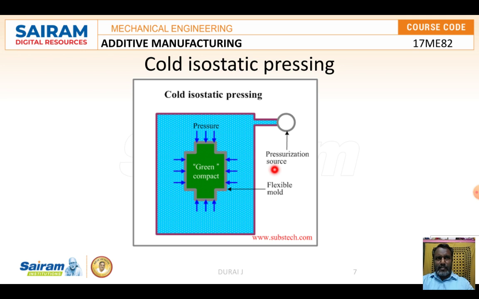The flexible envelope is usually made from natural rubber, synthetic rubber or plastics, and thin metal foils. The isostatic process is generally used to produce large powder metallurgy parts to near net shape. So this is about cold isostatic pressing.